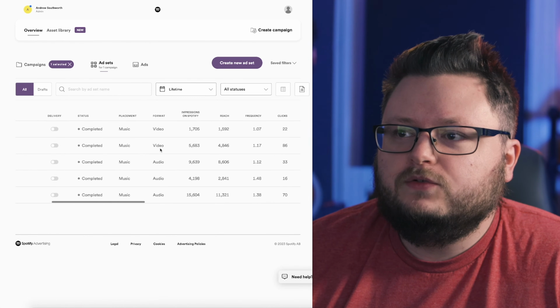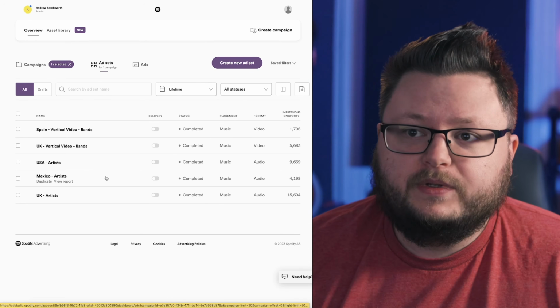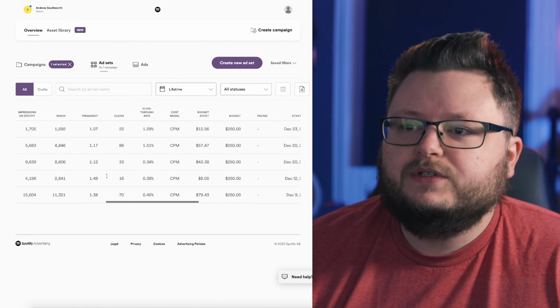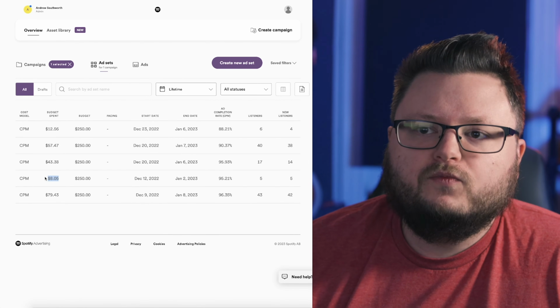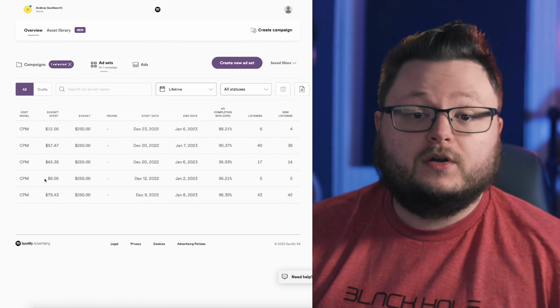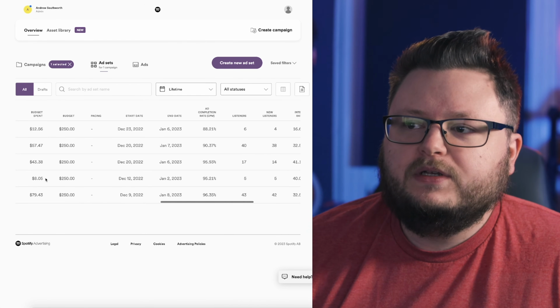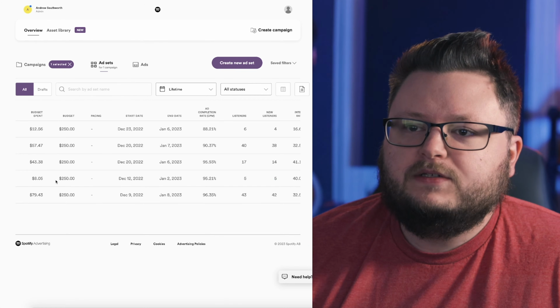But if we were to look at Mexico, right? I tried Mexico because it's a cheap country generally to run ads to. You can do a much lower CPM bid. We only were able to spend $8 here. For some reason, they couldn't find enough people in the genre of music, the artist I was targeting, to spend my full budget, which was disappointing because we had 5 listeners for $8.